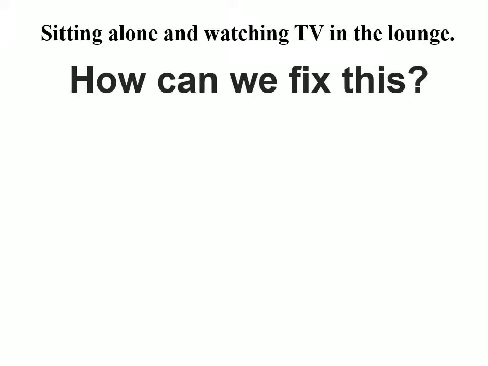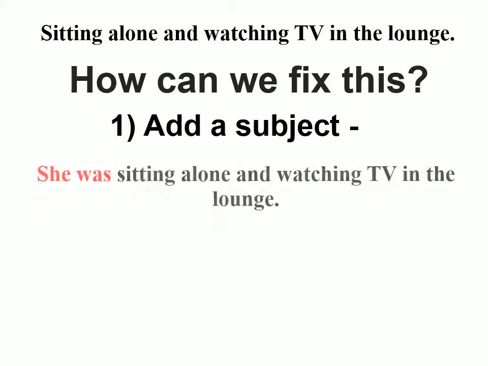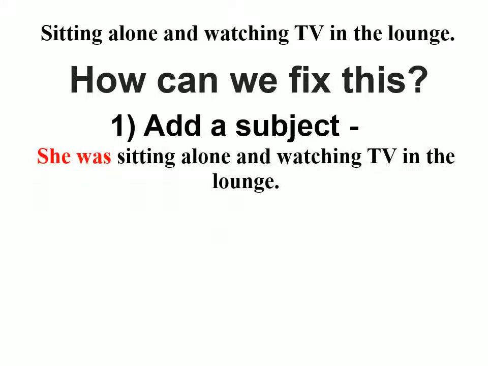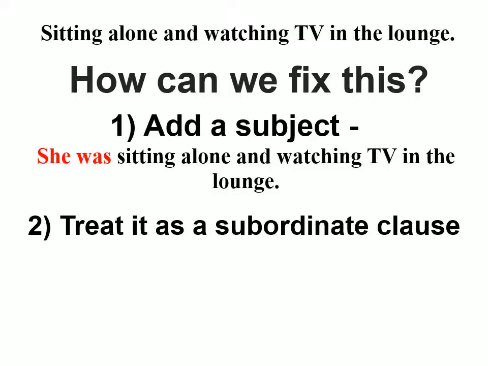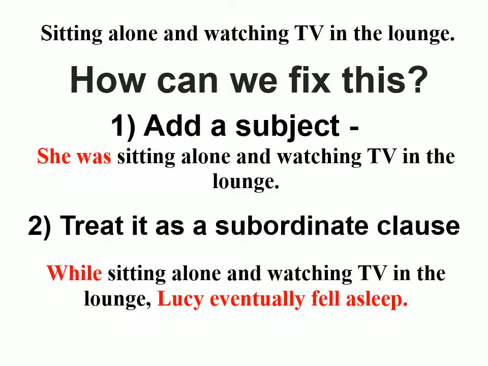Okay, so if we look at this a bit more critically, sitting alone and watching TV in the lounge, we now know that's not a complete sentence. So, how can we fix it? Well, we could add a subject. She was sitting alone and watching TV in the lounge. Or we could do something even more interesting. Treat it as a subordinate clause. While sitting alone and watching TV in the lounge, Lucy eventually fell asleep.